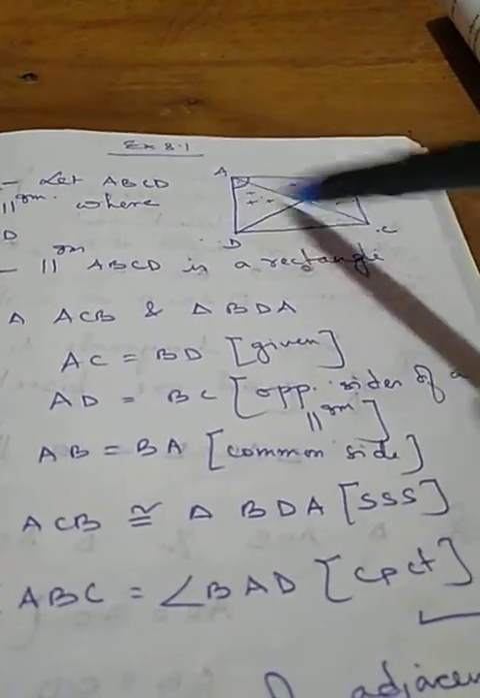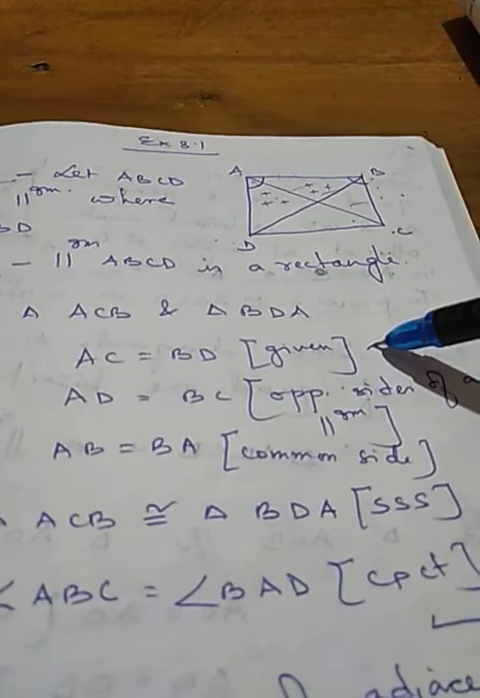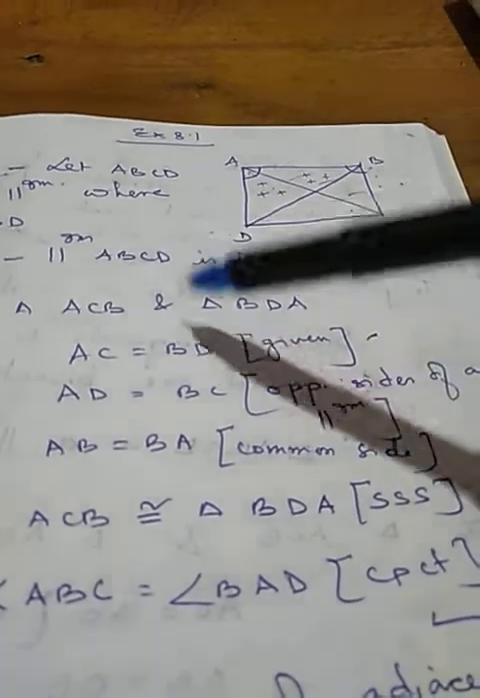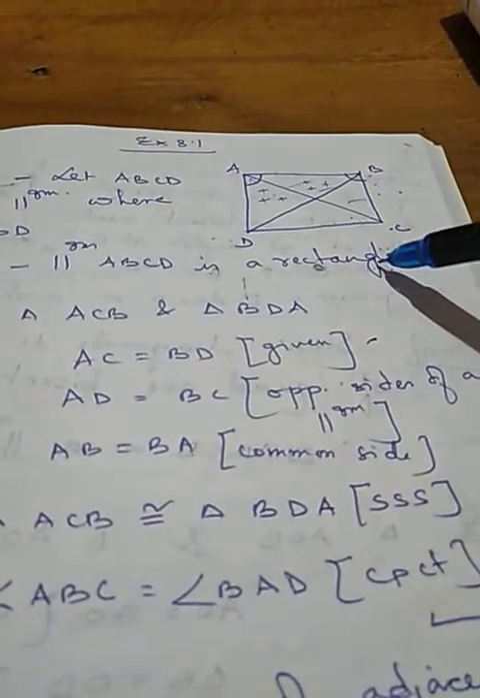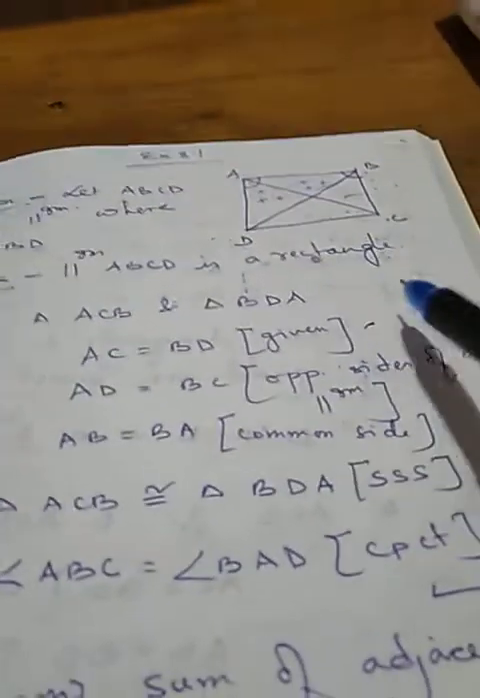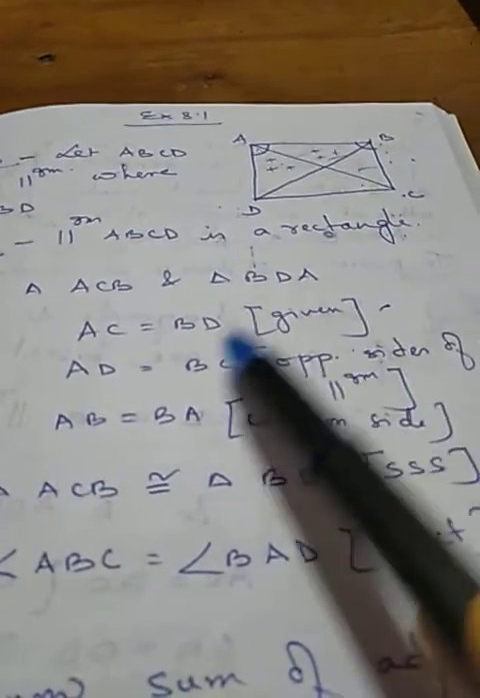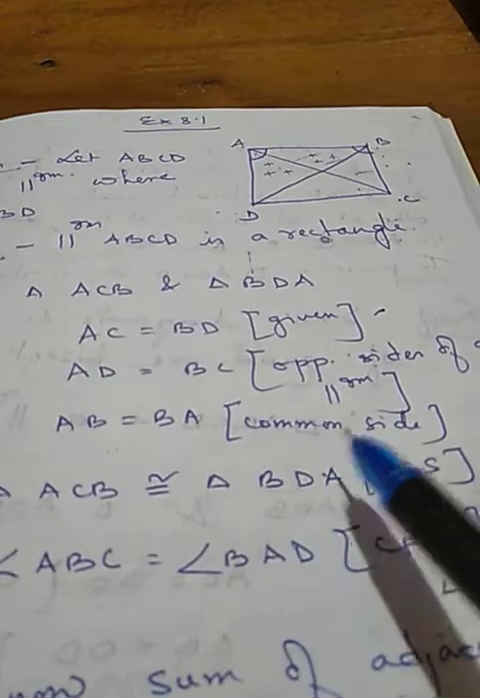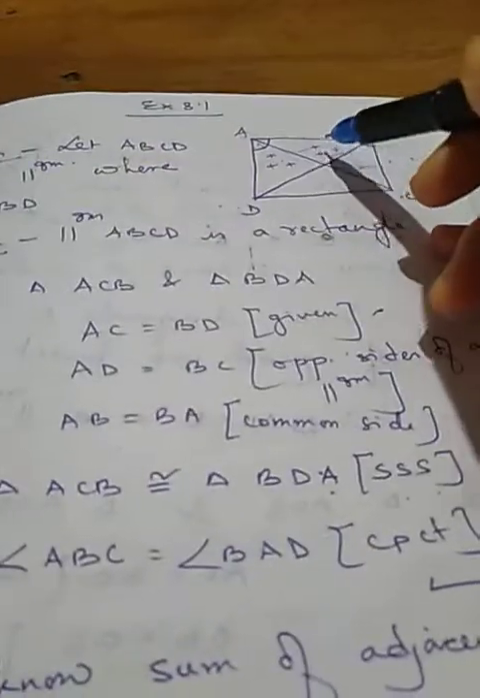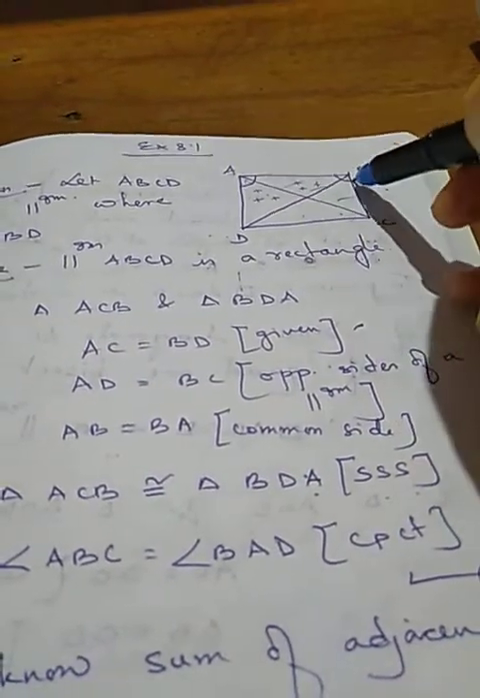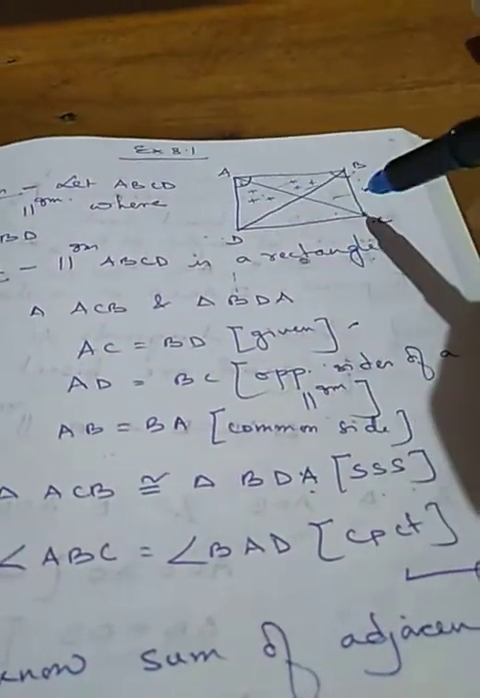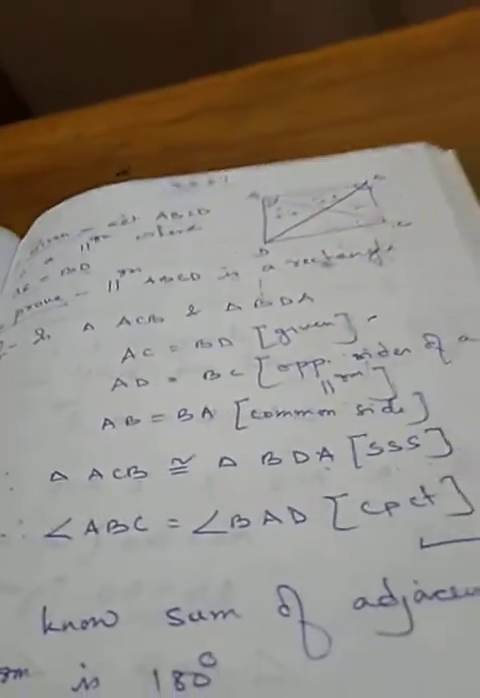Now AC equals BD is already given, as the diagonals are equal, and AD equals BC, because opposite sides of a parallelogram are equal, and AB is a common side. So in that way these two triangles are congruent by the SSS congruence, and after that we can prove that angle B equals angle A with the help of CPCT, corresponding parts of congruent triangles.